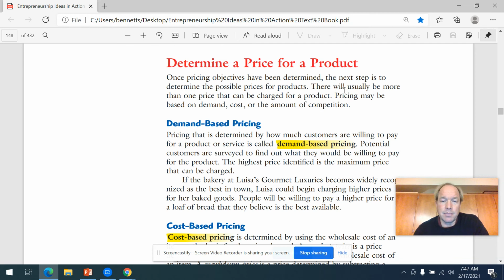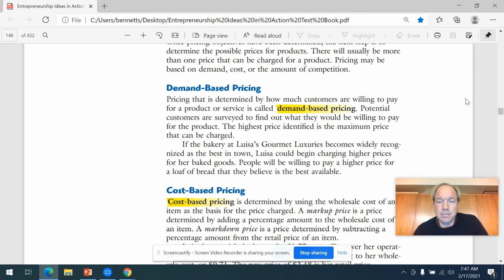If the bakery at Louisa's Gourmet Luxuries becomes widely recognized as the best in town, Louisa could begin charging higher prices for her baked goods. People will be willing to pay a higher price for a loaf of bread that they believe is the best available.